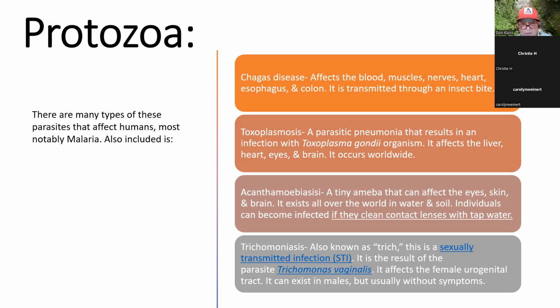And then trichomoniasis, which is also just known as trich, is a sexually transmitted infection, and it is the result of a parasite called Trichomonas vaginalis, and it affects the female urogenital tract. It can exist in males, but usually without symptoms.